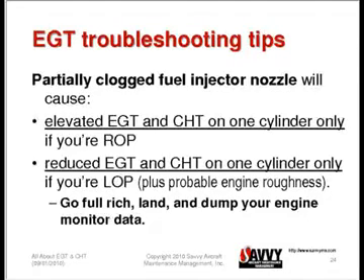A partially clogged fuel injector will normally cause both EGT and CHT to either go up or to go down, but they both go in the same direction. If you're rich of peak, a partially clogged fuel injector will cause EGT and CHT to rise. If you're lean of peak, it will cause EGT and CHT to fall. And obviously, if the injector is clogged enough, it might even cause that cylinder to flame out, so that EGT and CHT fall profoundly, and the engine will start to run rough. If you think that you have a clogged injector, go full rich, and then land and dump your engine monitor data and figure out what happened.